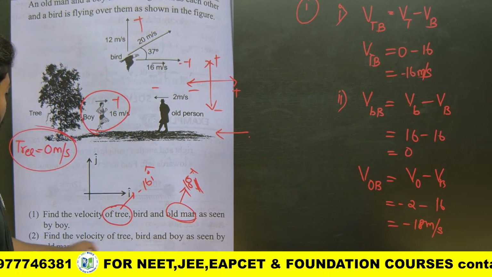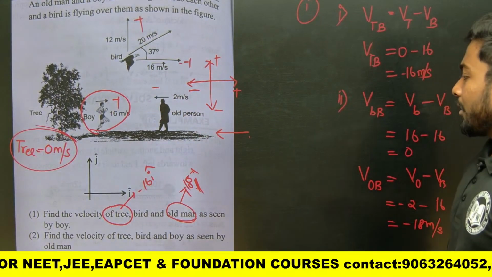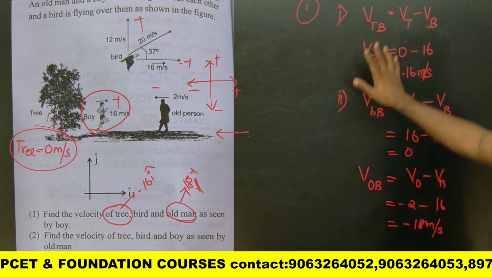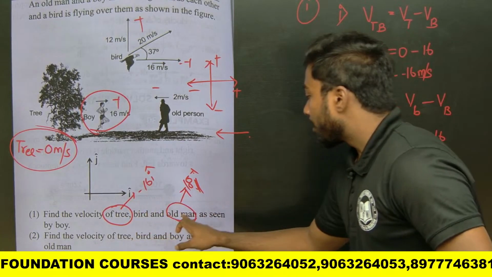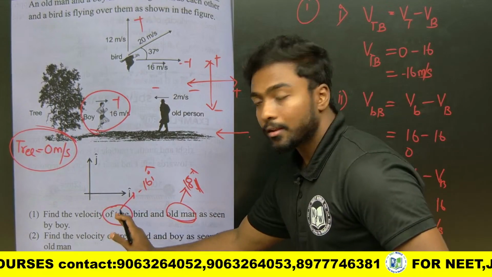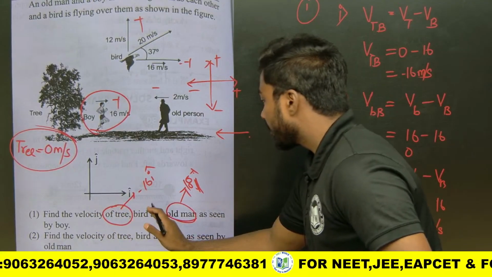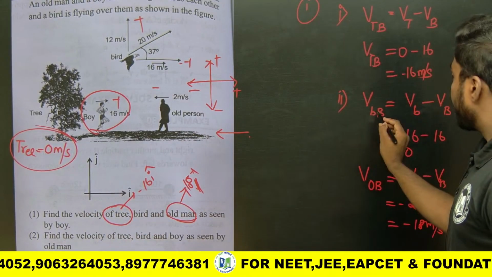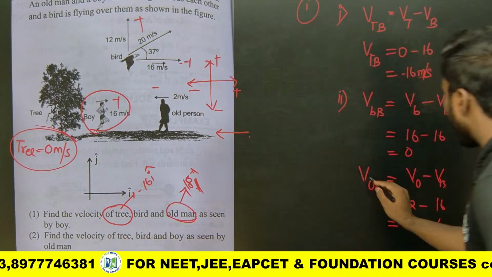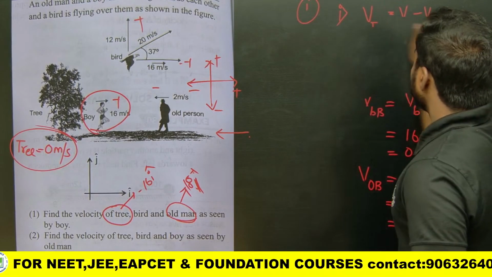Now, can you give the answer for the second question similarly? Find the velocity of the tree, bird, and boy as seen by the old man. First, we have seen the tree, bird, and old man as seen by the boy. So, what are the things? Velocity of the tree with respect to the boy. Next, velocity of the bird with respect to the boy. Next one is velocity of the old man with respect to the boy. Okay, this is what we found for the second question.